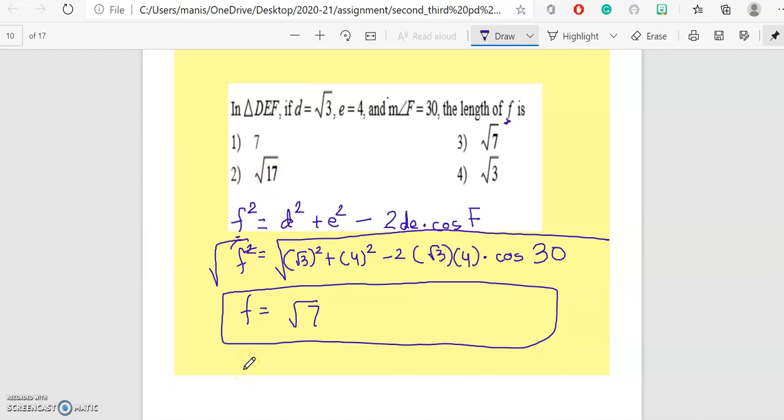So which tells us the choice 3 is the correct answer for this question.